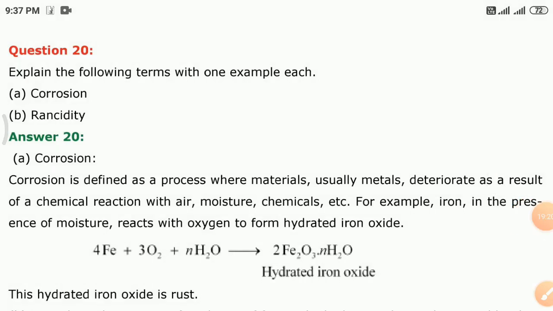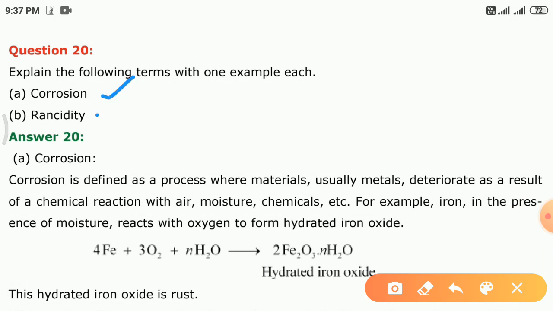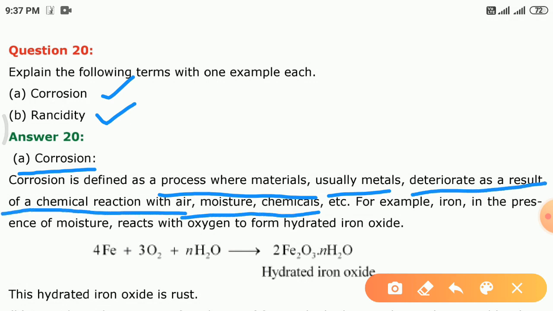Our last question, question number 20, is, explain the following terms with one example each. First is corrosion and second is rancidity. So first we will discuss corrosion. Corrosion is the process where materials, usually metals, deteriorate as a result of chemical reaction with air, moisture, chemicals, etc. That is called the process of corrosion.